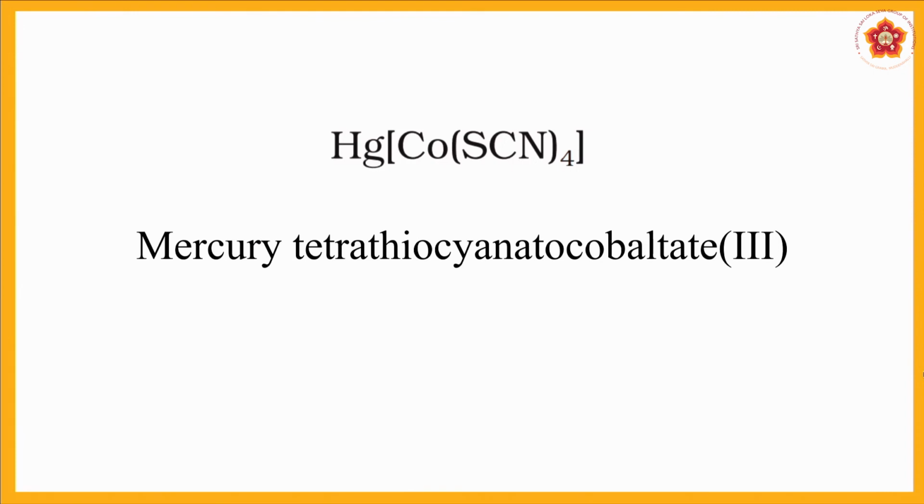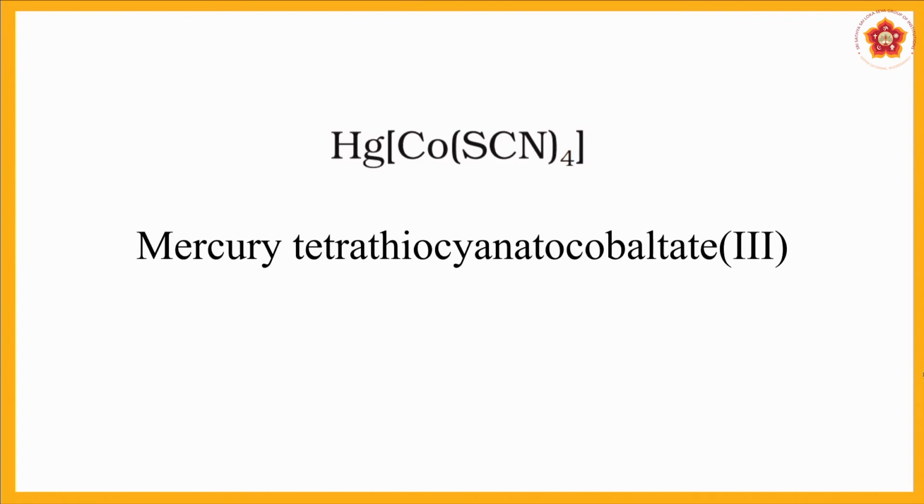Similarly, another one, mercury tetrahydroxozincate. So, why is this? Because the mercury part which is there is in +1 state. Tetrahydroxozincate SCN has a charge of -1. So, in total there are 4 negative charges and mercury is giving +1. So, if it has to balance, cobalt should give +3 charge.